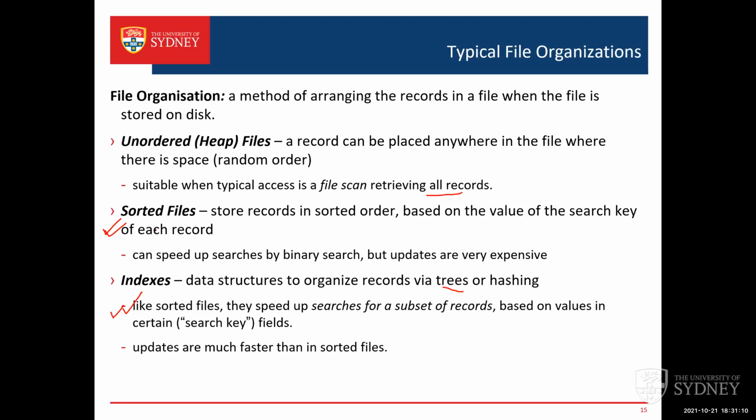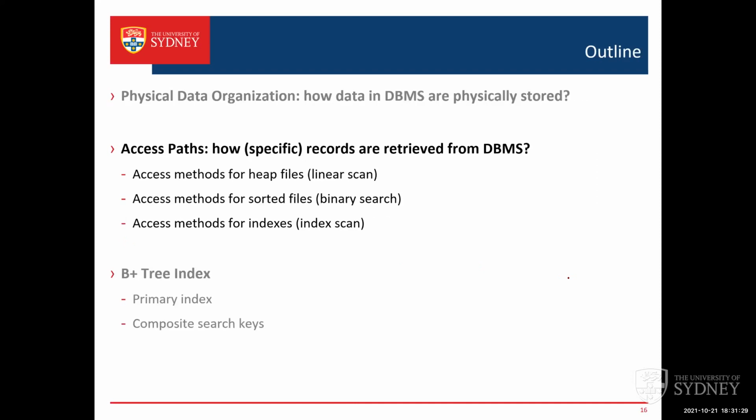But the main difference between these two is that the first one, the sorted file, is physically sorted. When you look at the data, we'll see that everything is sorted. But in an index, we'll see the data is unsorted. But when you go inside, we'll see that everything is actually sorted using the tree-like structure that we'll have. Okay.